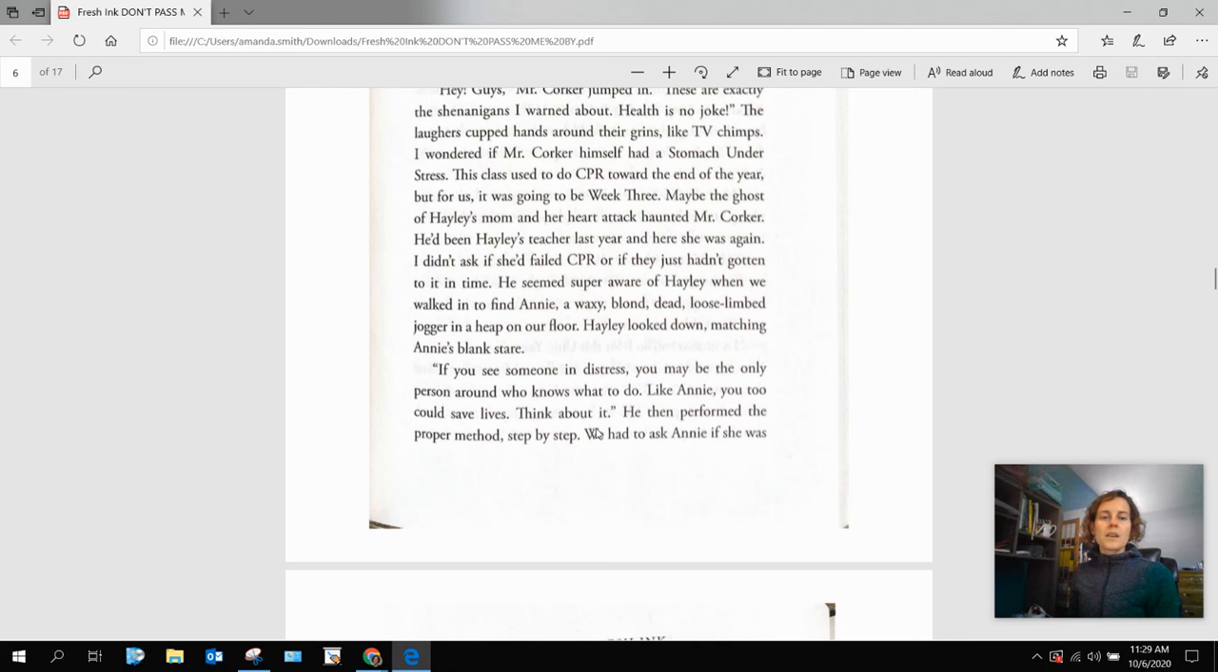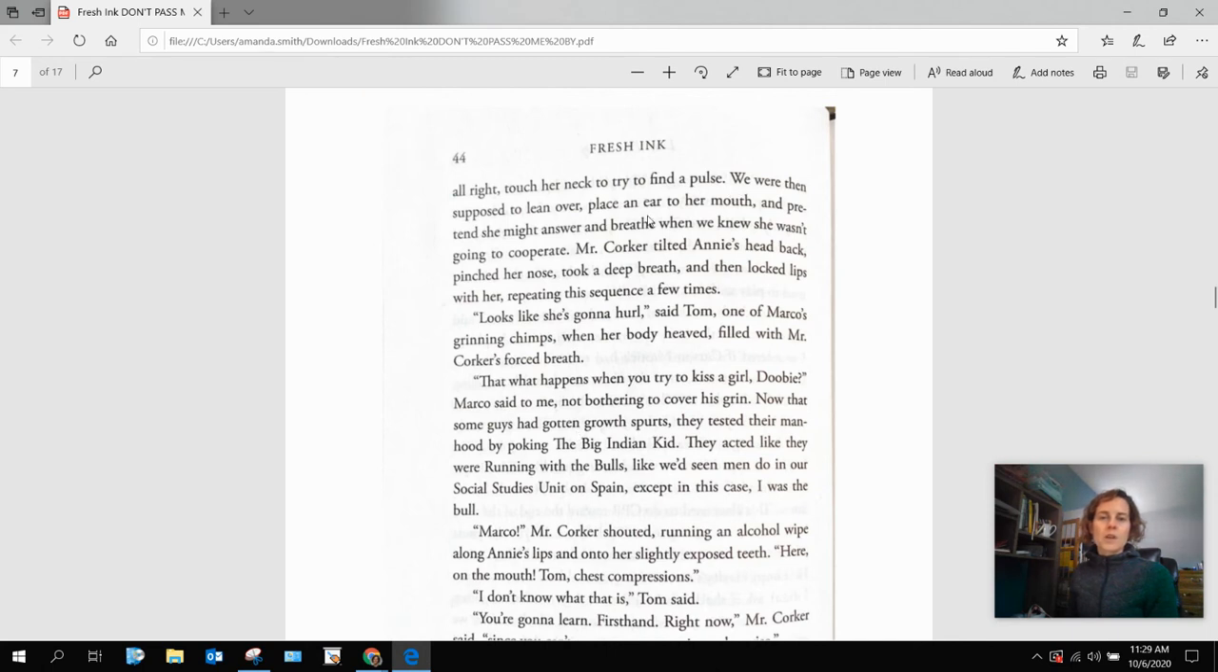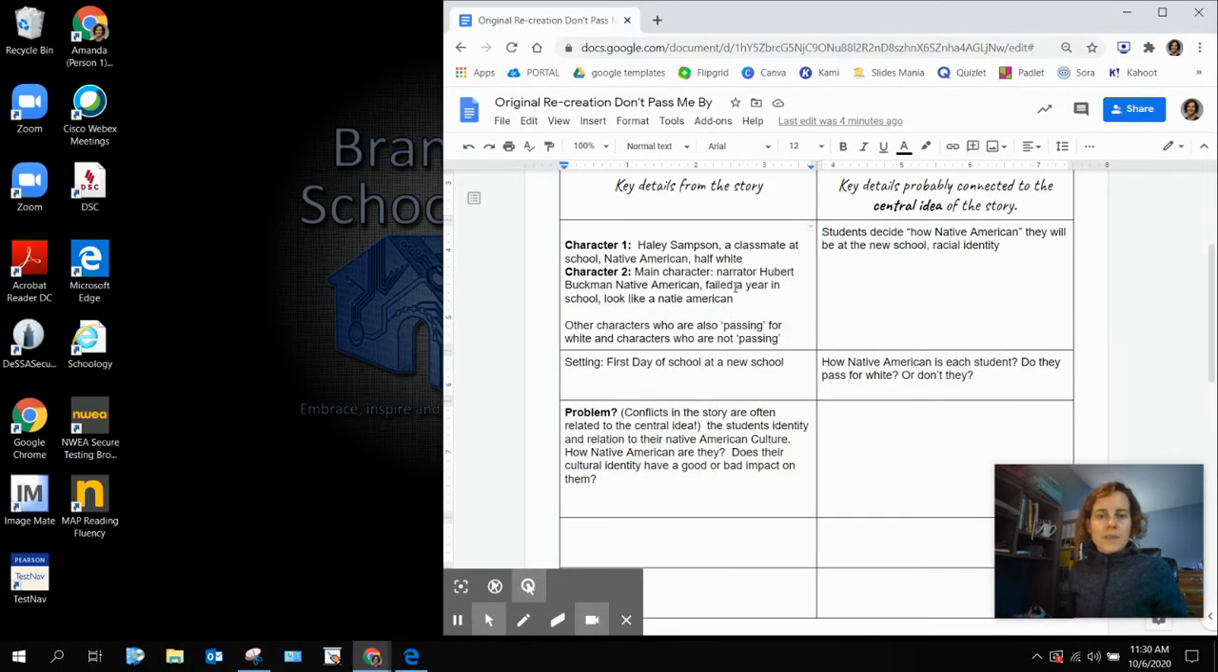Think about it. Then he performed the proper method step by step. We had to ask Annie if she was all right, touch her neck to find a pulse. We were then supposed to lean over, place an ear to her mouth, and pretend she might answer and breathe when we knew she wasn't going to cooperate. Mr. Corker tilted Annie's head back, pinched her nose, took a deep breath, and then locked lips with her, repeating this sequence a few times. Looks like she's going to hurl, said Tom, one of Marco's grinning chimps, when her body heaved, filled with Mr. Corker's forced breath. So there's a couple characters here that are worth mentioning.